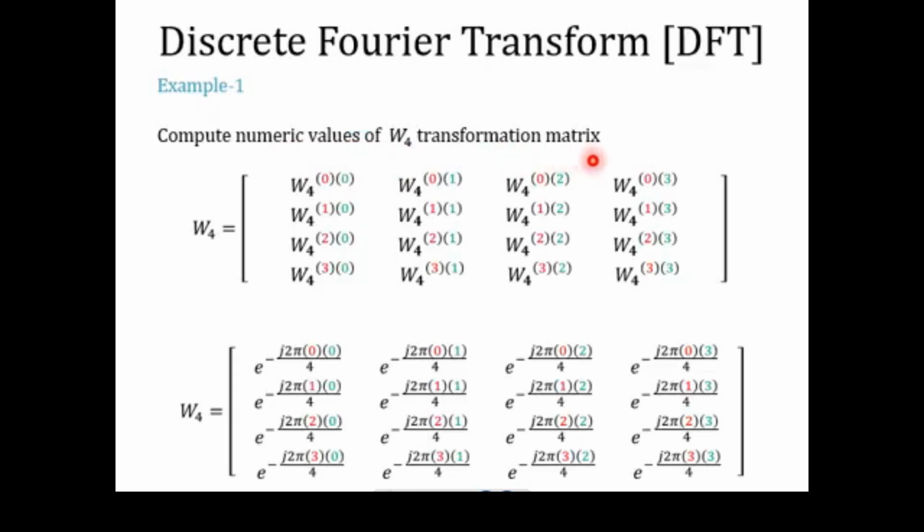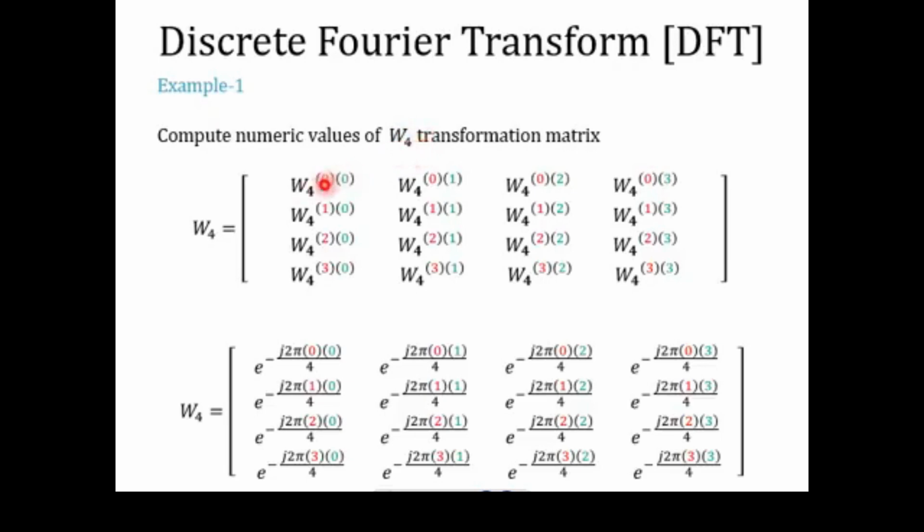So in this example, we are not going to analyze any time domain sequence. Similarly, we are not synthesizing any frequency domain sequence. We are just required to find the numeric values of the W4 transformation matrix. Now, in this example, the value of capital N is equal to 4.